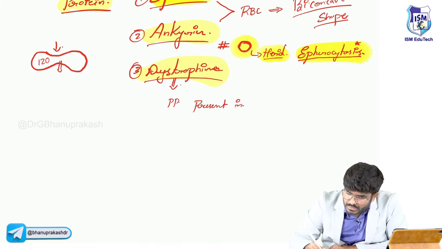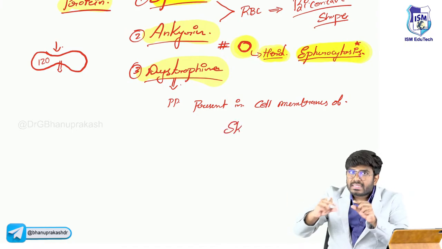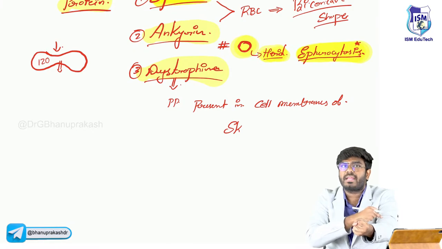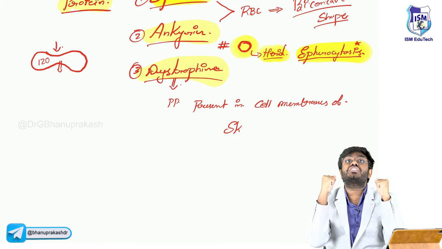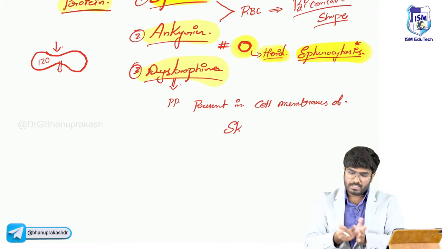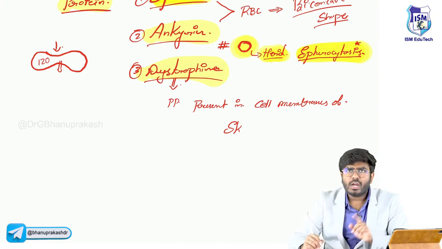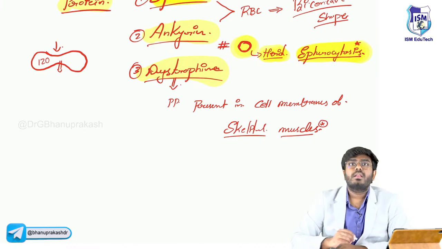Present in the cell membranes of skeletal muscles, sir. In the skeletal muscle cell membrane, this dystrophin is present. And what will this dystrophin do? It will give the strength, shape and structure to the muscle. So, dystrophin is not present in the RBC, it is present in skeletal muscles.